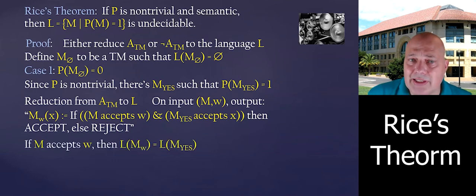So if M accepts W, what does it mean? It means that the condition, that M accepts W and M_P accepts X, reduces to the condition that M_P accepts X. Therefore, for every input x, M_W and M_P do the same thing. Either both of them accept x or neither of them accepts x. And therefore, L of M_W equals L of M_P.